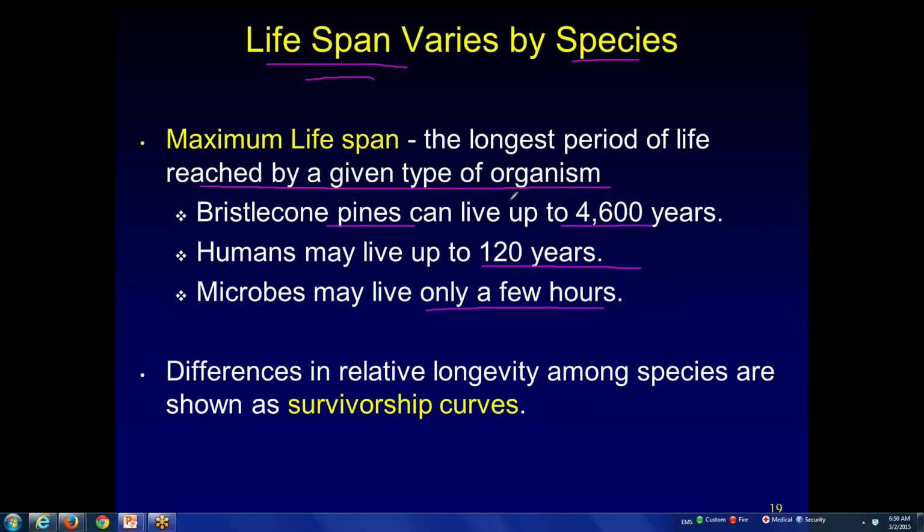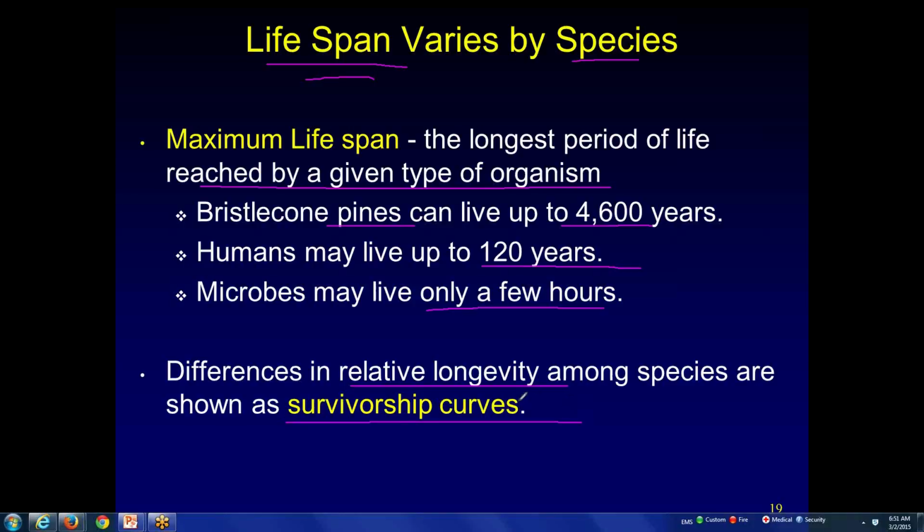So this is going to have a huge impact on how your population grows. If you have slow growth, you live a long time, your generation time slows down, and population growth can then also slow down. Microbes may live a few hours, but in that period of time, they'll reproduce. With a short lifespan, you have rapid reproduction. Things grow very quickly. Differences in relative longevity among species are shown in survivorship curves.